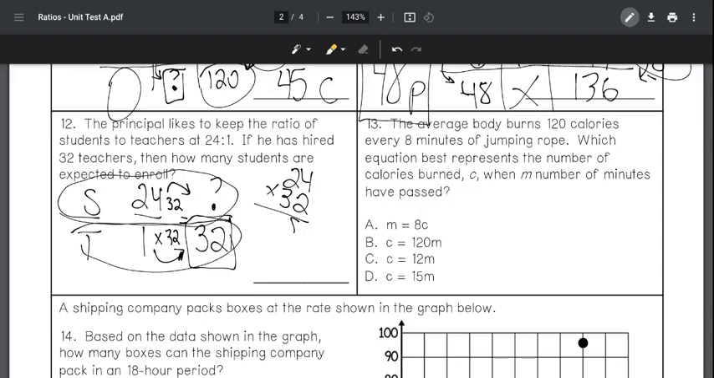2 times 4 is 8. 2 times 2 is 4. 0, so don't get mad. 3 times 4 is 12. 2 carry the 1. 3 times 2 is 6. 6 plus 1 is 7. Add your 2 rows together. 8, 6, 7. There were 768 students. That was our final answer.